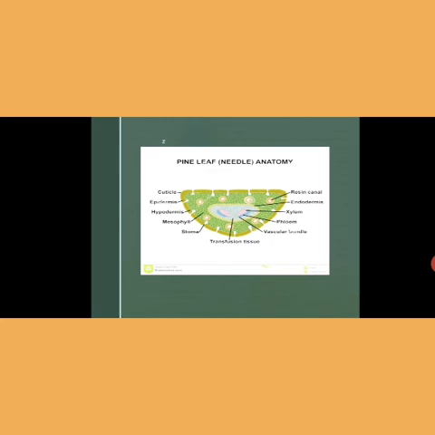In the center there is transfusion tissue present. Transfusion tissue means the cortex fuses to each other, or the xylem and phloem are separated by specialized cells, that is known as the transfusion tissue. Vascular bundles are present. In that the phloem and xylem are present. Below the phloem and xylem there is an endodermis. Outside of the endodermis there are resin canal cells present.